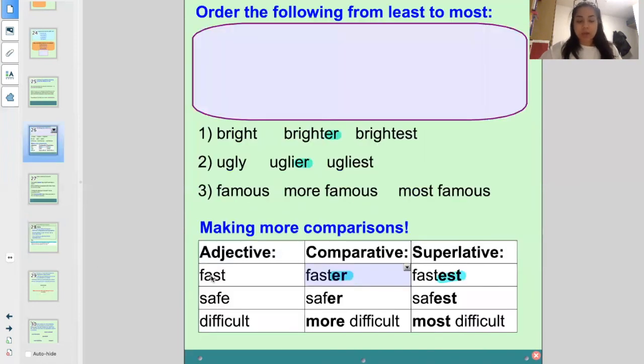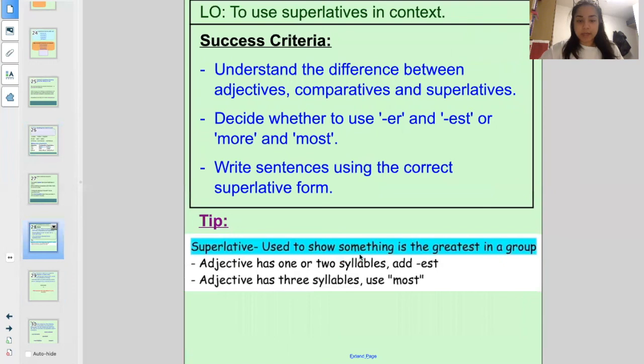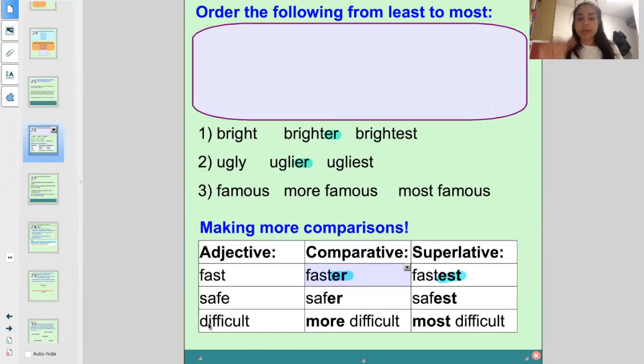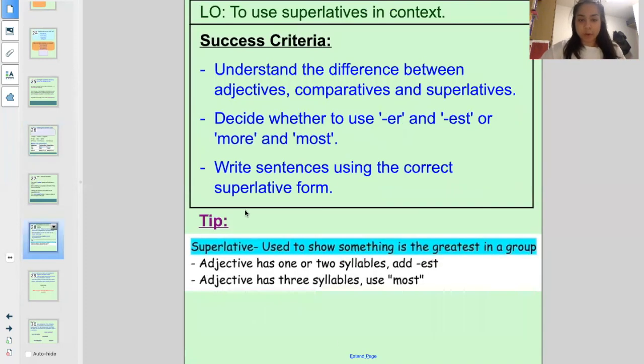Let's have a look at this. Fast, safe, and difficult. So let's have a look at safe compared to difficult. Safe, that's one syllable, so we can add est to make it a superlative. Now, if we look at difficult, that is three syllables. So if we look at this tip, it says adjectives that have three syllables use most when you change them to superlative form. So difficult, three syllables, and so we add most to change this into a superlative form.